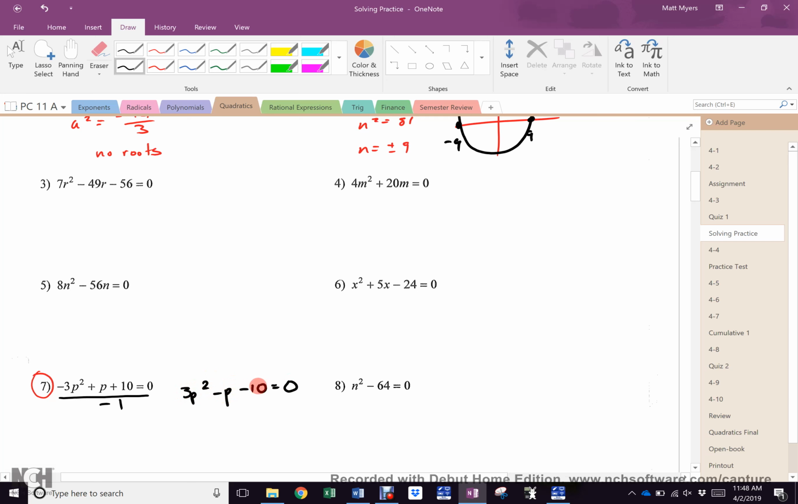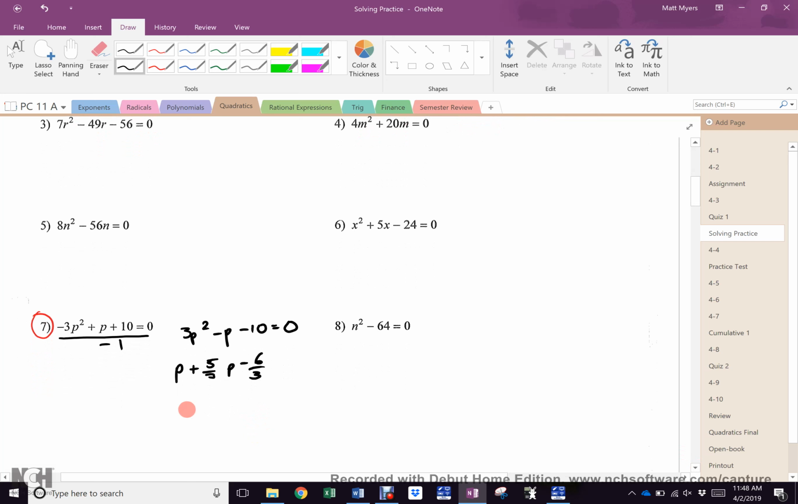3 times 10 is 30. -30, are there factors of -30 that add to 1? Yes. P plus 5 over 3 and p minus 6 over 3, which means p has to equal -5/3 and +2 through factoring.